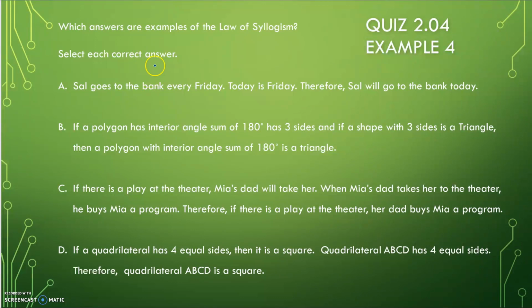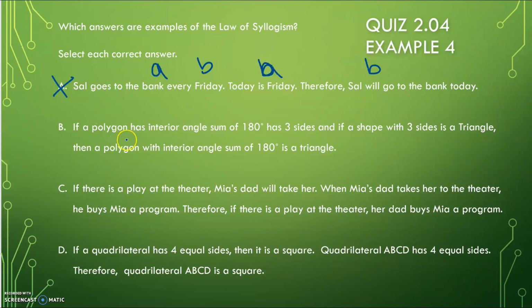Sal goes to the bank every Friday. That's an A. Today is Friday. Therefore, Sal will go to the bank. So, bank, Friday, Friday, bank. So that is detachment, so not that one.